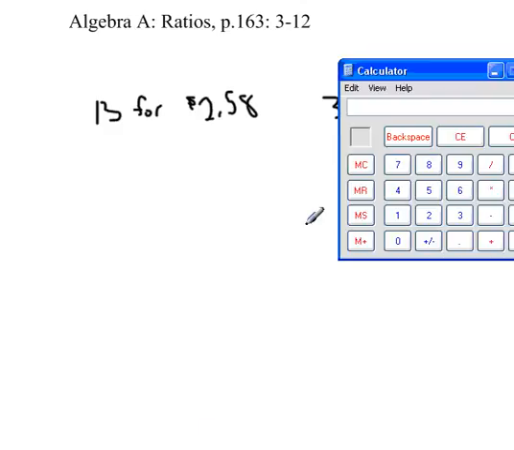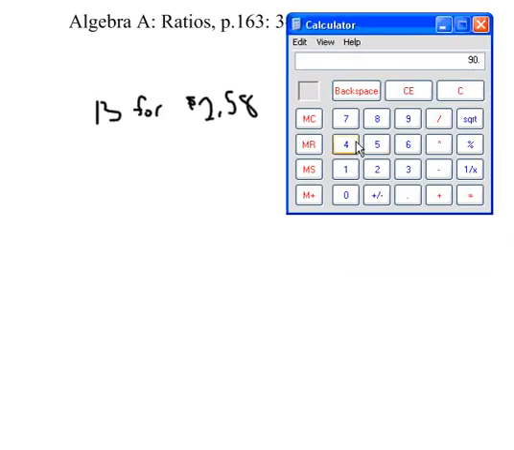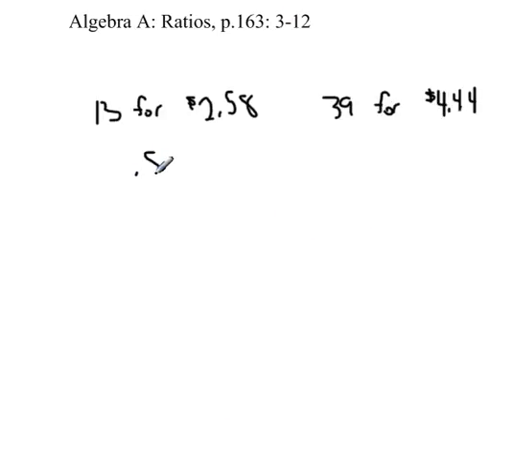Now here's probably what most of you are going to do. You're going to use your calculator. And you're going to do 258, and you're going to divide that by 13. And you're going to get 86 cents. And that's going to be 86 cents per ounce.